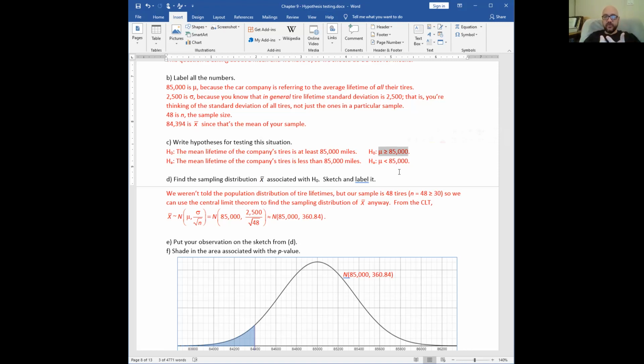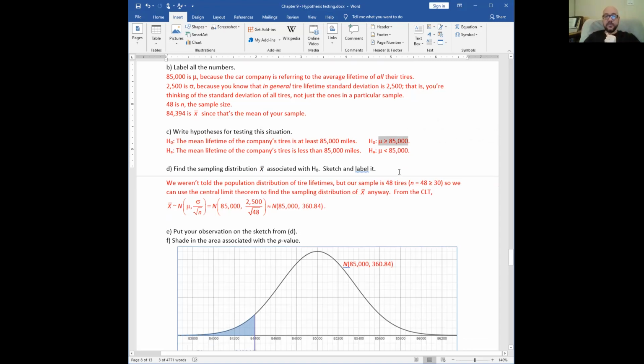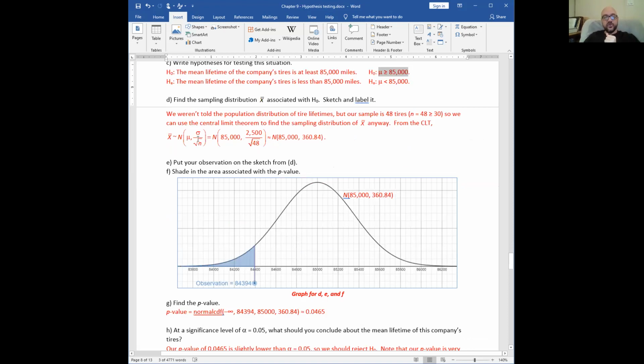The central limit theorem gives us this, right? That's what the central limit theorem tells us. And so we just quote the central limit theorem here. Capital X bar is normally distributed with a mean of 85,000, our hypothesized mu, and a standard deviation of sigma, which is 2,500, over the square root of n, which is 48. So we find this, and there we go.